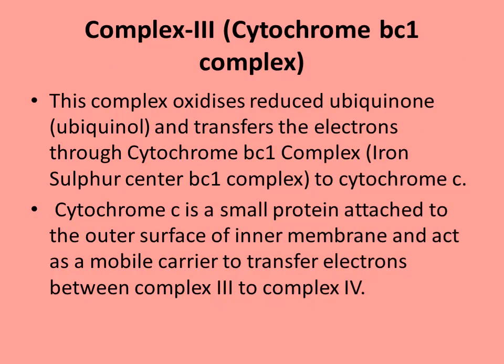Then complex 3. Ubiquinone transfers the electrons through the cytochrome bc1 complex, that is iron sulfur center அப்படின்னு சொல்லும், to cytochrome C க்கு கொண்டு போகுது. So, cytochrome C is a small protein attached to the outer surface of the inner membrane and acts as a mobile carrier to transfer electrons between complex 3 and complex 4, எலக்ட்ரானை வாங்கி கொடுக்கறதுக்கு.